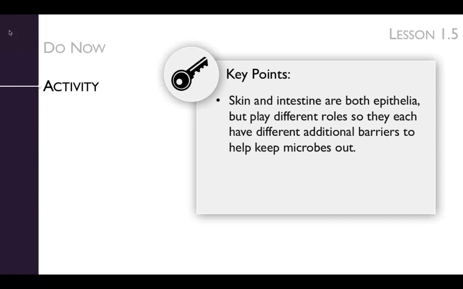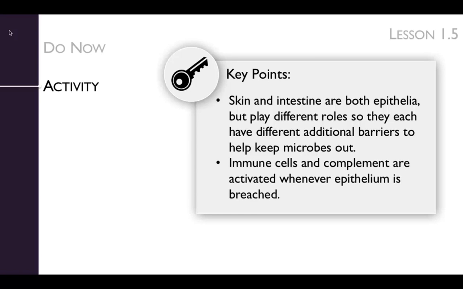The key points of the activity are that skin and intestine are both epithelia, but play different roles so they each have different additional barriers to help keep microbes out. And immune cells and complement are activated whenever epithelium is breached.